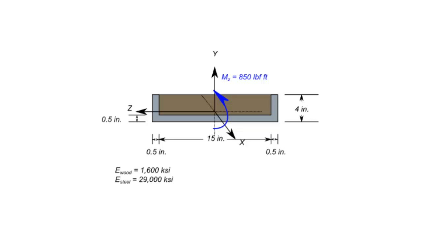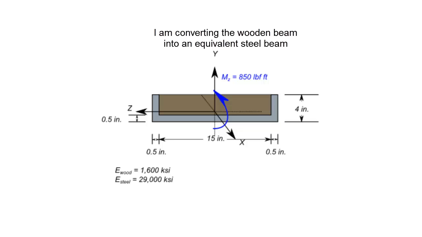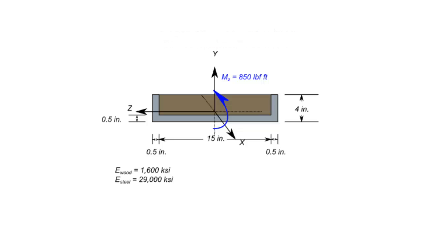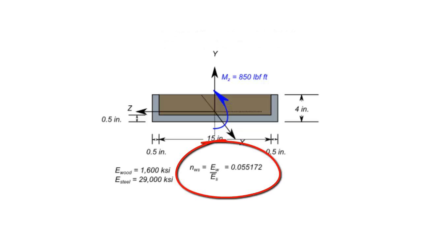Now the first step in analyzing a problem such as this is to transform one of the materials into the second material. For this problem I've chosen to transform the wooden member into an equivalent steel member. In order to do this, I need the transformation factor. The transformation factor to convert wood into steel is merely the modulus of wood divided by the modulus of steel, which provides us with a transformation factor of 0.055172, and note that this is dimensionless.